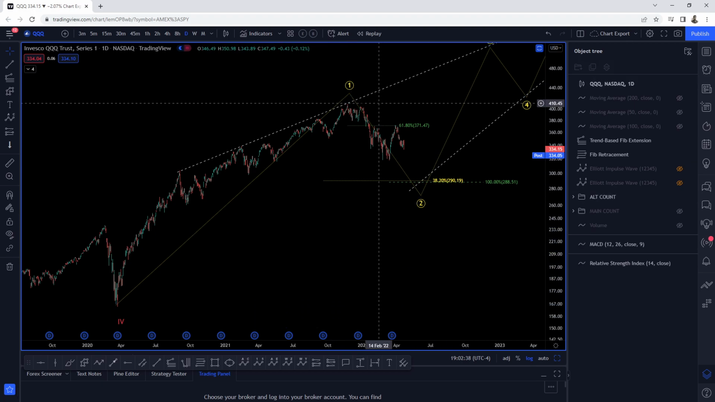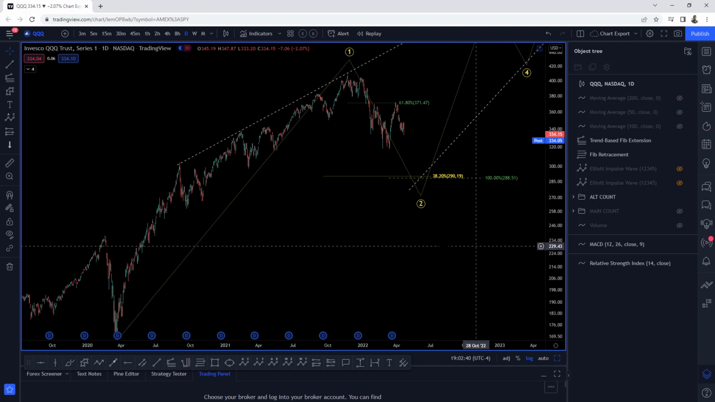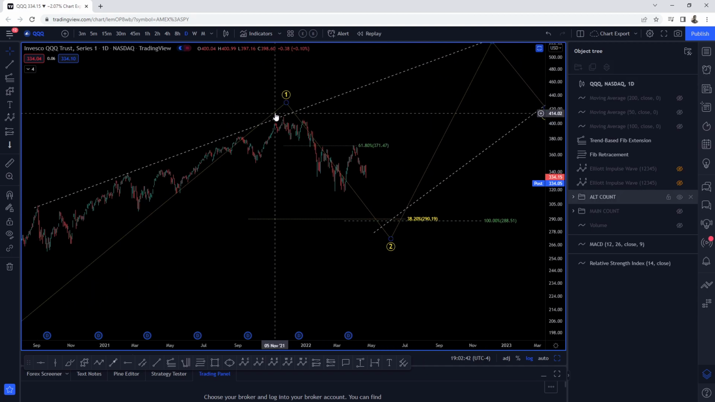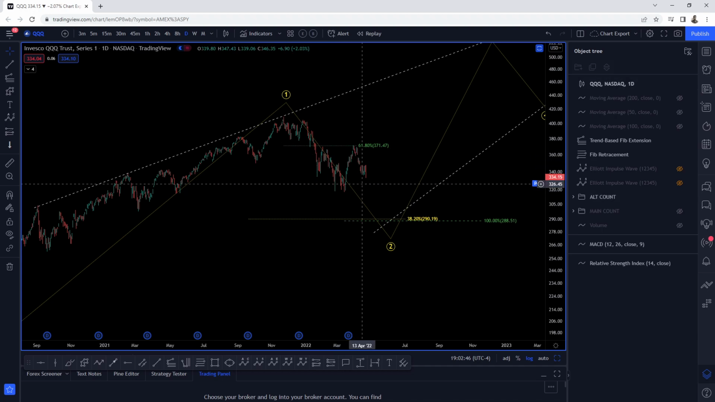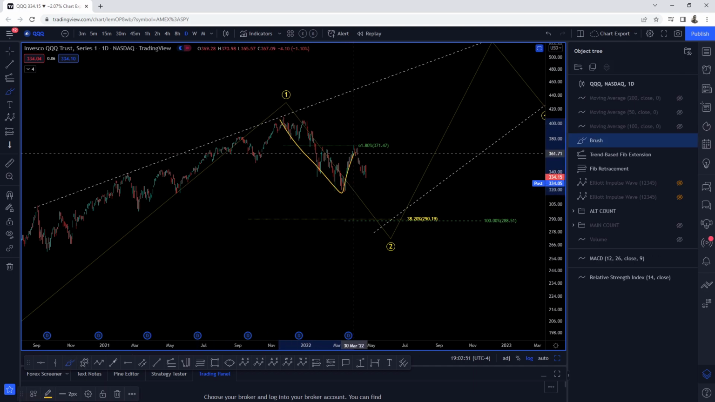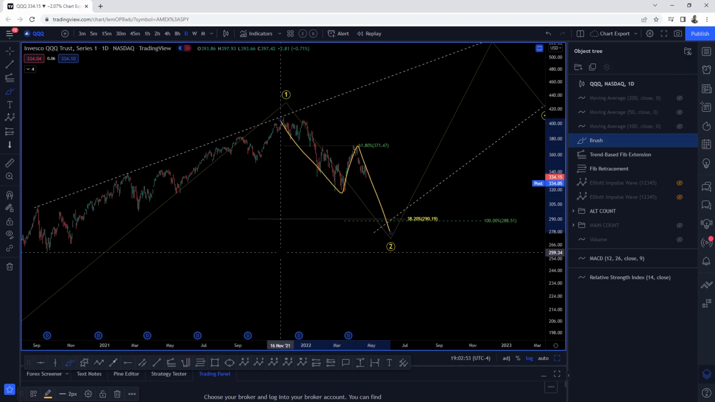Although if we zoom in and start dissecting this, it's looking a little bit dicey. But regardless, given that we have evidence of 5 waves down, 3 waves up, and now we're rejecting lower, I am inclined to believe that this is the A wave, the B wave, and then the last C wave of wave 2.